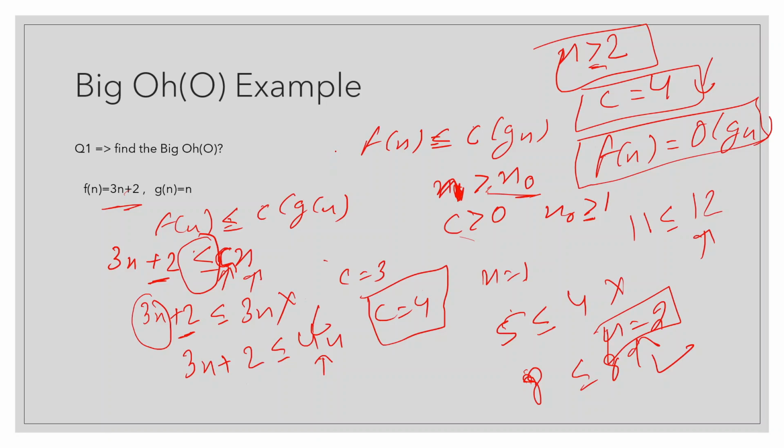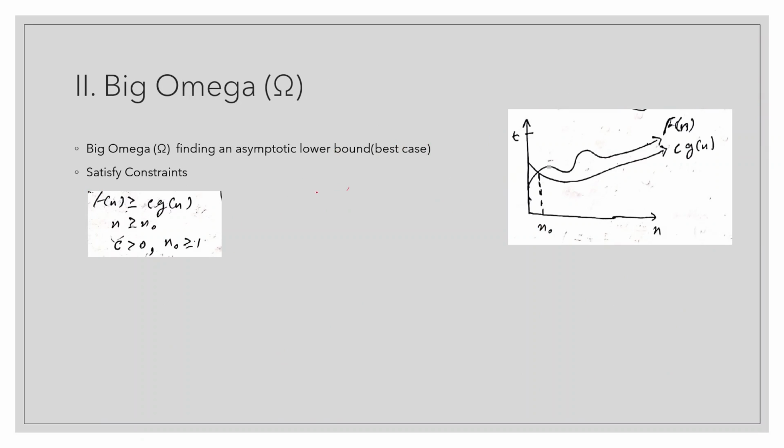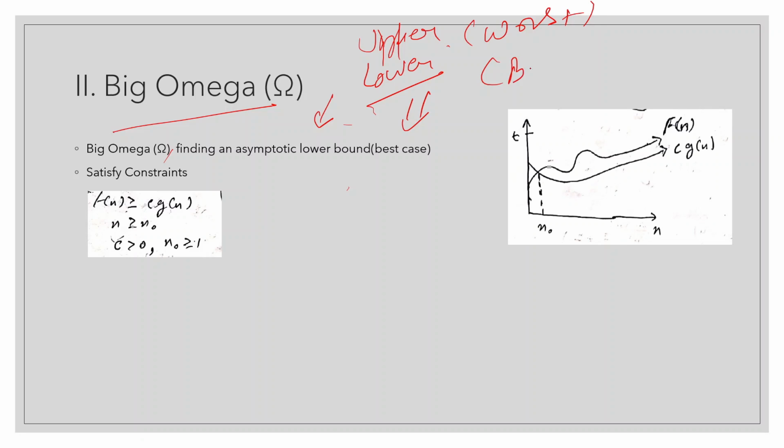Now next we're going to the next notation, that is called big omega. So what is big omega? Same as before, where I mentioned upper bound, sorry, at that time I mentioned upper bound. Now it's the lower bound. The upper bound is also called the worst case, and this is also called the best case. It's the same kind of condition, but here the g(n) function is low and f(n) is greater than this.